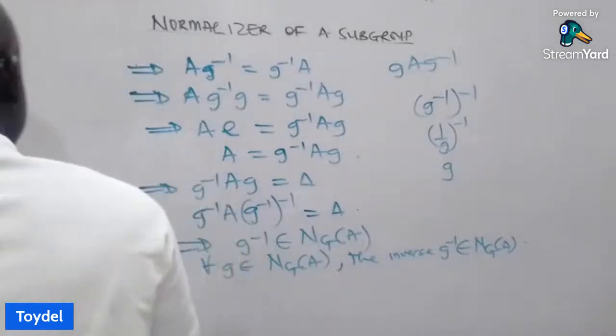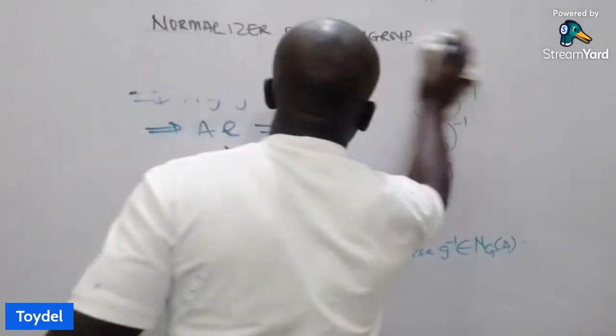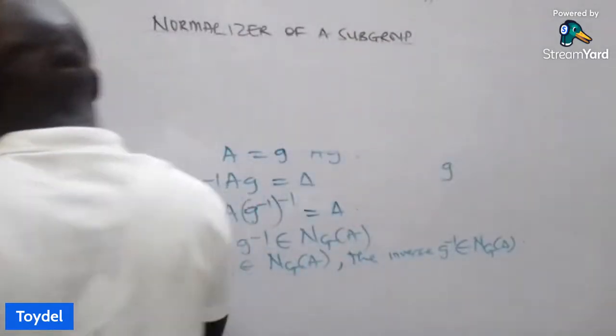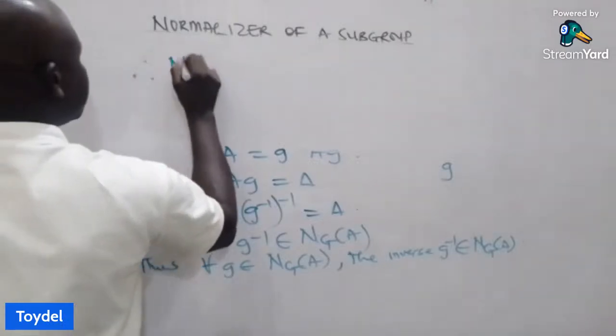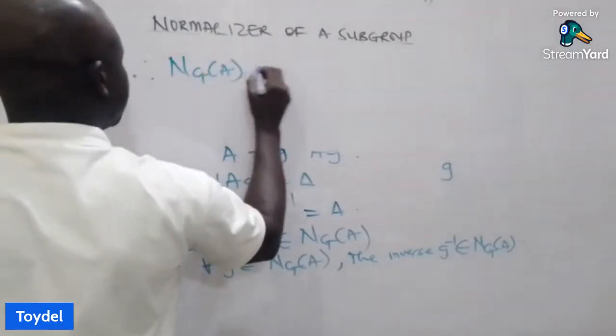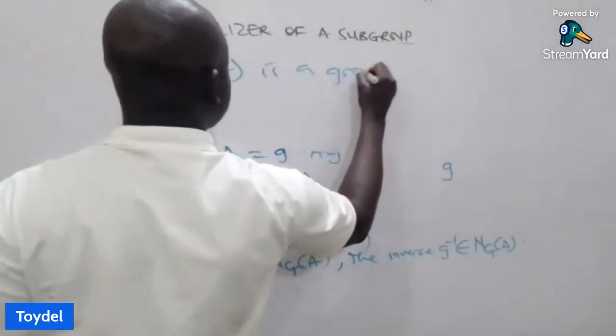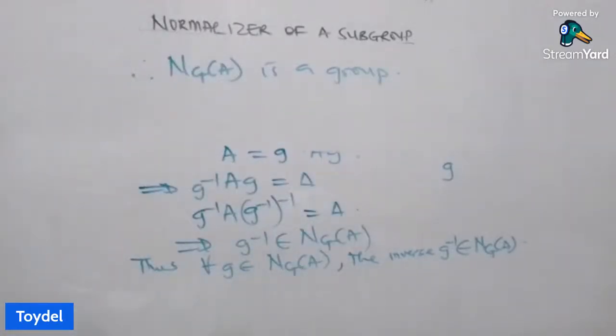Then finally, we have been able to check for all the properties of the group. Finally, we can say, therefore, the normalizer of A is a group. And that is what we are asked to do. So we can finalize and say the normalizer is a group.